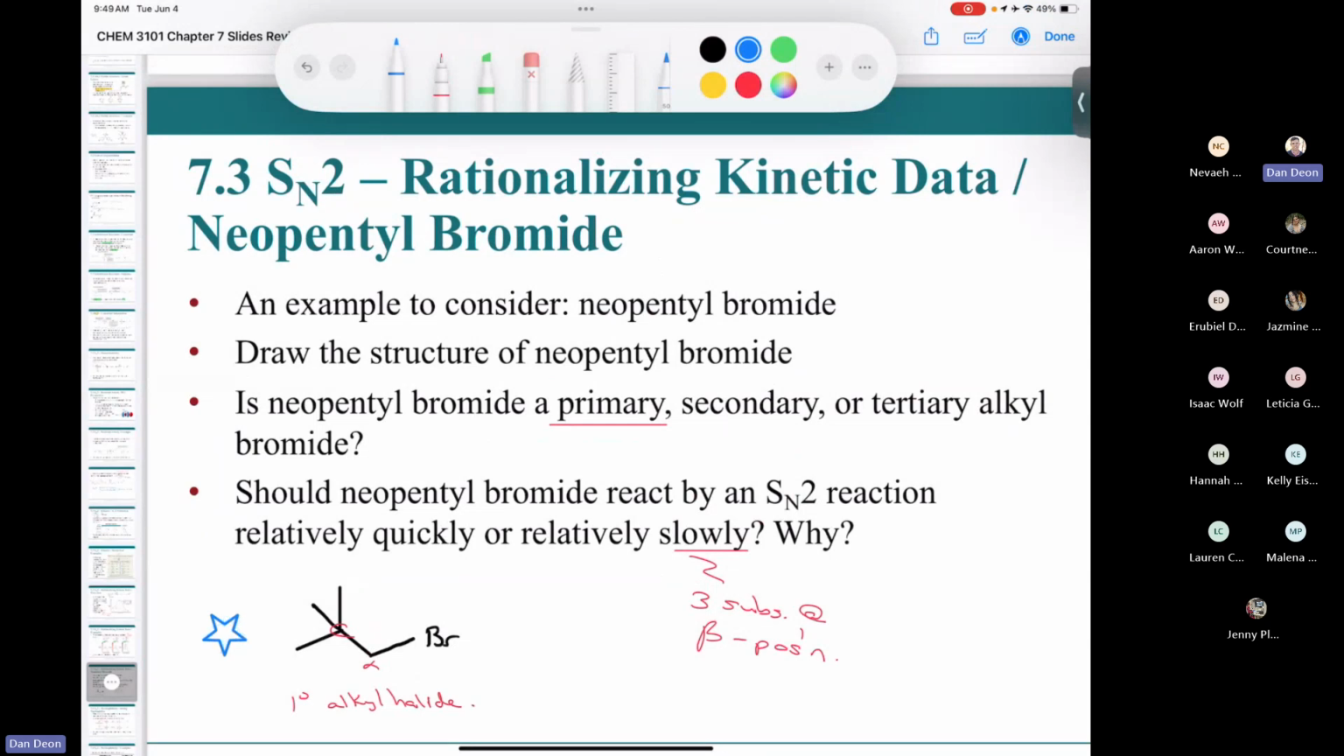If you're wondering, do I have to know a whole plethora of compounds that are substituted at the beta position that don't work well in SN2? I'd say just neopentyl bromide. This compound here is probably the only one that's ever going to show up. So don't stress about being asked something that you've never seen.